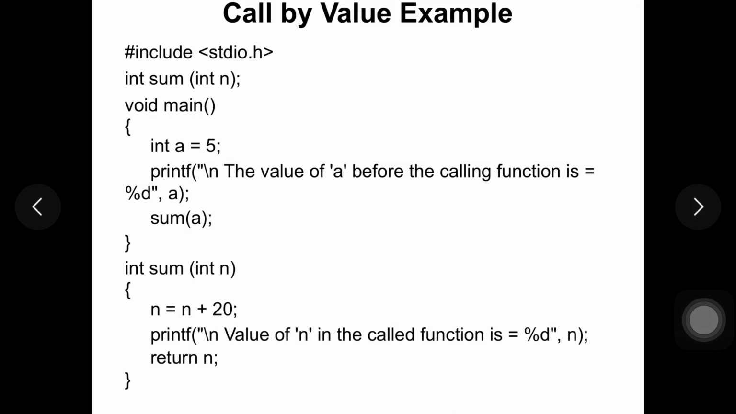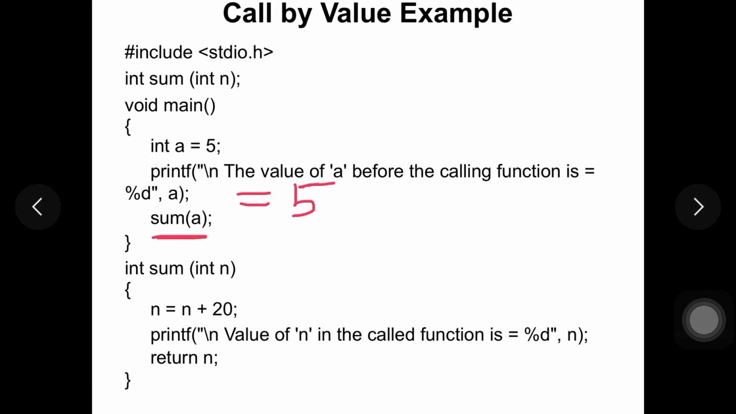In this example, first we have initialized the value of variable a as 5, and we have one printf statement here, that is the value of a before calling function is %d, that is a. Now what is the value of a here? The value of a before calling the function. Because we have called the function after this printf statement. Before this, what is the value of a? Value of a is 5. Next we have called the function sum, with argument a.